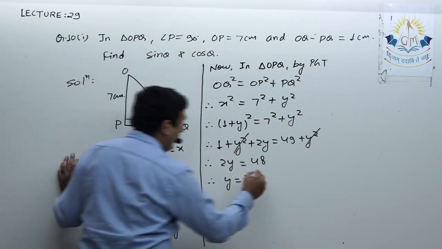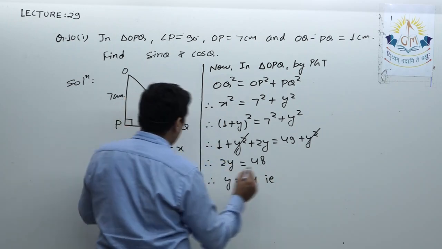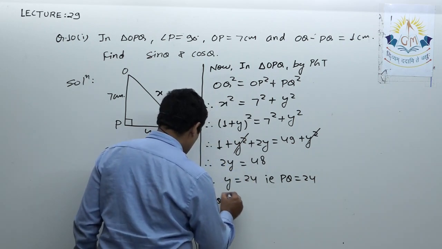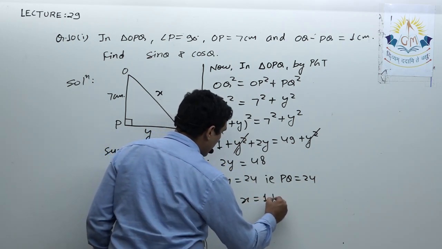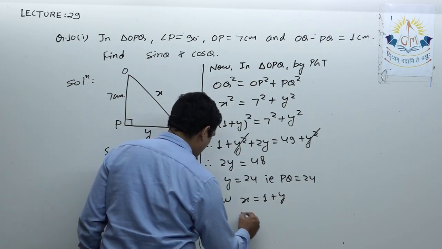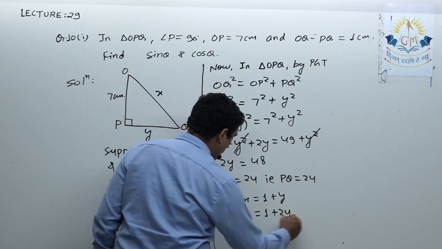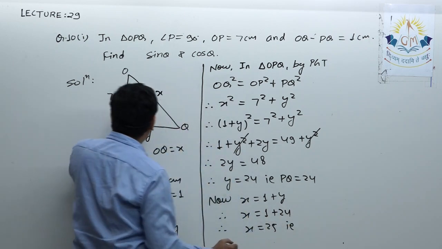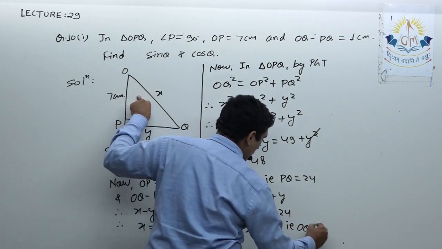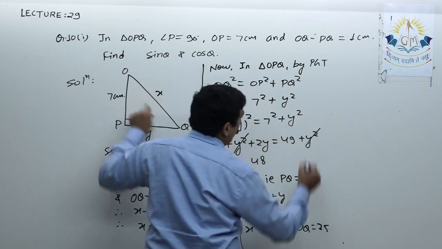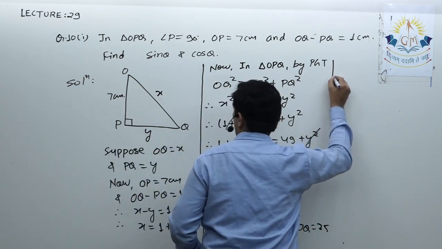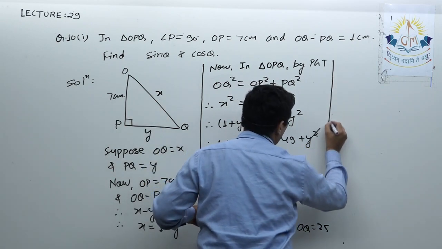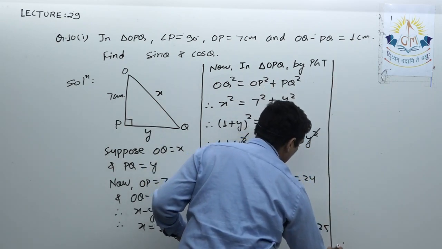As Y is PQ, PQ is equal to 24. Now X is equal to 1 plus Y, therefore X is equal to 25. Now, X is OQ, that is, OQ is equal to 25. So now we got the values of PQ and OQ. OP is already given. So we got the remaining two values which were unknown.